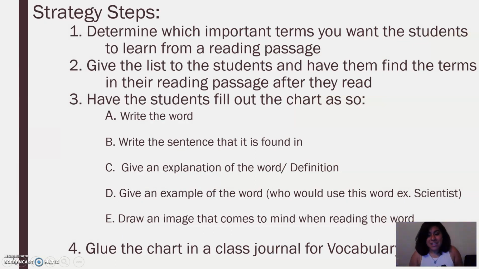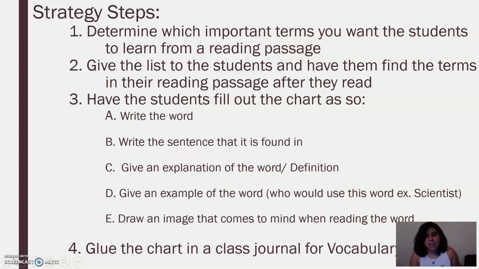So, steps. Some important steps are: 1, you would determine which important terms you want the students to learn from reading a passage, or they can also just be a paragraph or selection that you choose. Anything like that would work. Something that has a lot of vocabulary-rich terms in it that would help with the lesson that you're going to teach that follows this. You would also give the list to the students in the next step and have them find the terms in their reading passage after they read.